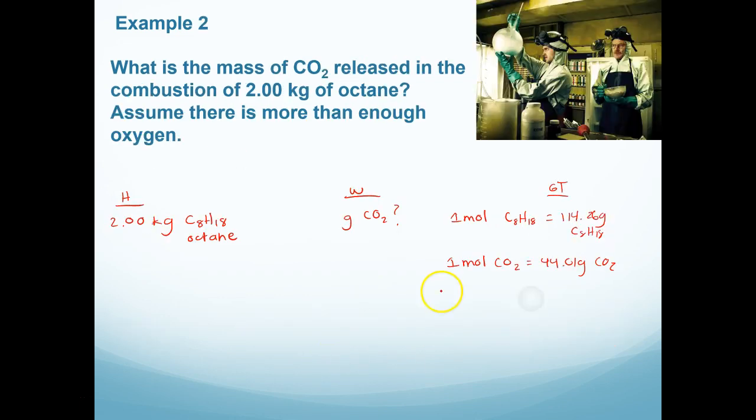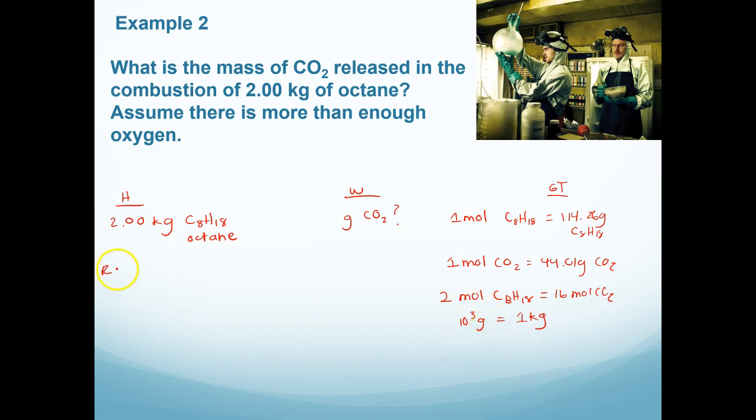So for every 2 moles of octane, right, we are producing or releasing 16 moles of carbon dioxide. And the last thing we want to do is look at our units. We have kilograms here, right? But in our get there, we only have grams, so we need that relationship as well. We want 10 to the 3 grams for every 1 kilogram. Always make sure the big number is with the smaller unit.